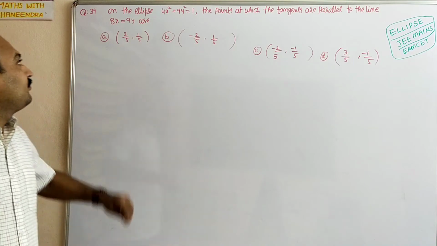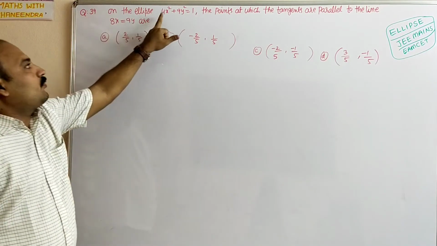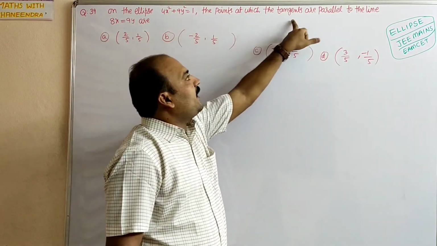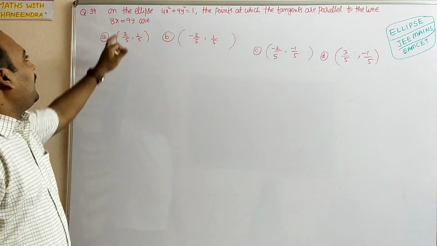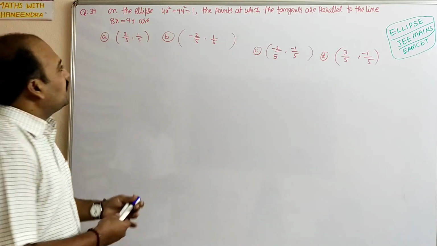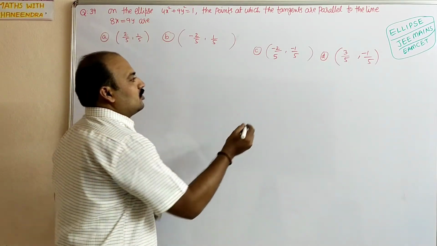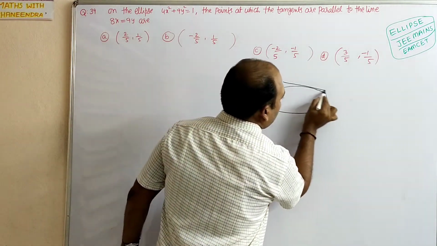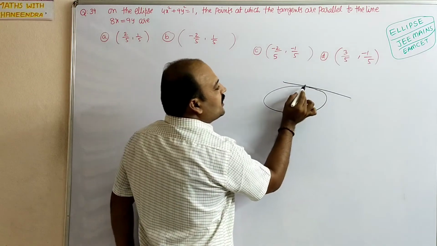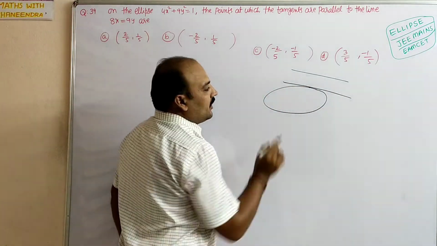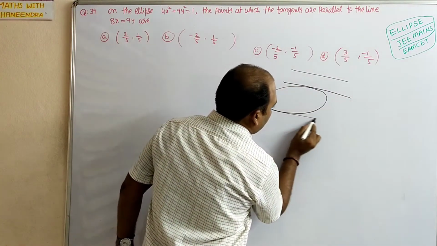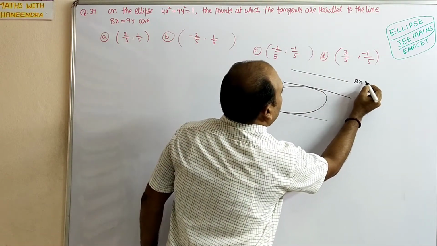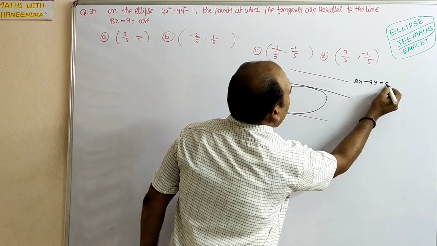The next question. On the ellipse 4x square plus 9y square equal to 1, the points at which the tangents are parallel to the line 8x equal to 9y. See, suppose this is the ellipse equation. The tangent will be here. This is the tangent to the ellipse. This tangent is parallel to the given line, either this tangent or this tangent. These tangents are parallel. This is the given line, 8x is equal to 9y, that means 8x minus 9y equal to 0.